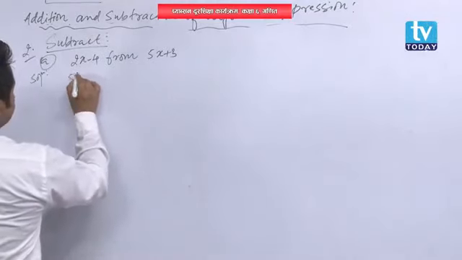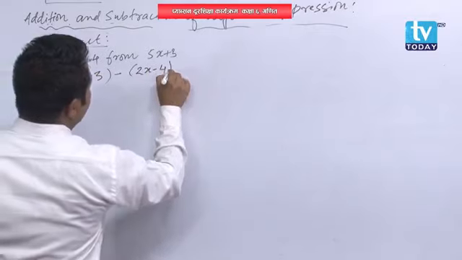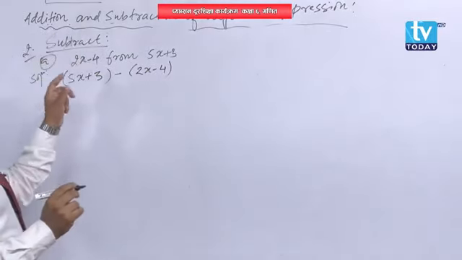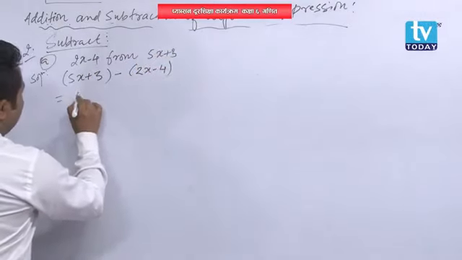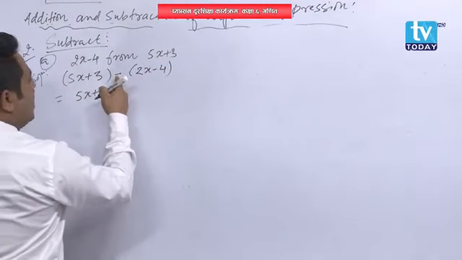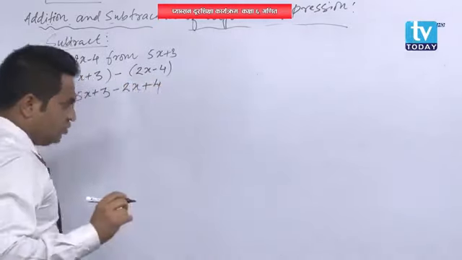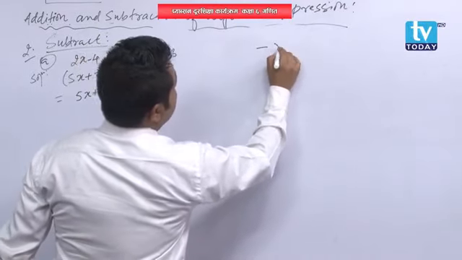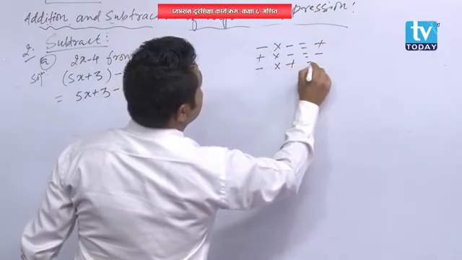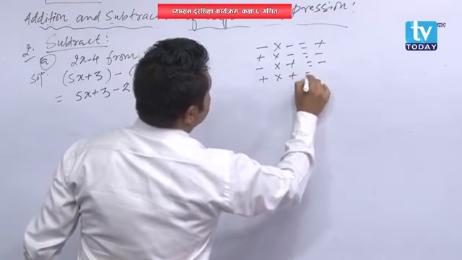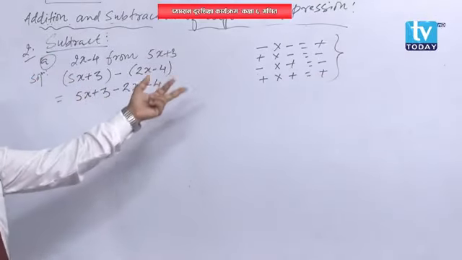So, 5x plus 3 minus 2x minus 4. Now we are subtracting 2x minus 4 from 5x plus 3. So it equals 5x plus 3, minus into plus is minus 2x, minus into minus is plus. I think you know this operation. Minus into minus equals plus. Plus into minus equals minus. Minus into plus equals minus. Plus into plus equals plus. These are the four operations we are using over here. Is that clear? These are very, very important.